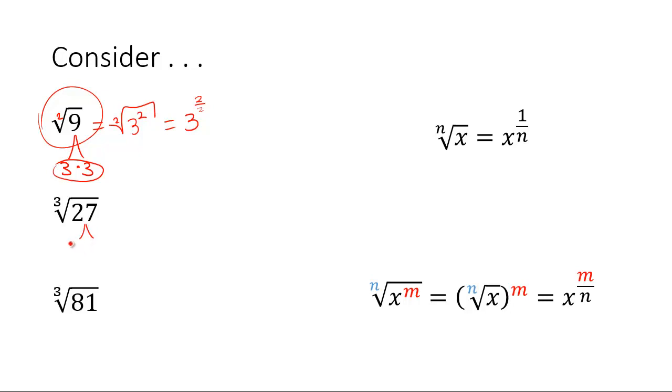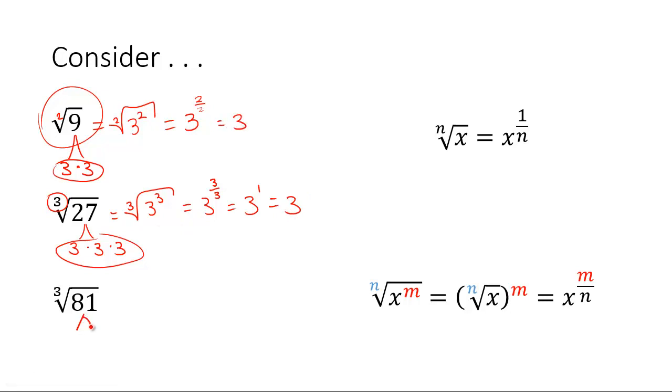So 27 is 3 times 3 times 3. And so now, because of this cube root, we're looking for triplets. So we've got the cube root of 3 cubed, which we know is 3. But technically, it's like we had 3 factors of 3, and we were looking for groups of 3, and we had 1 group of 3, which was 3.